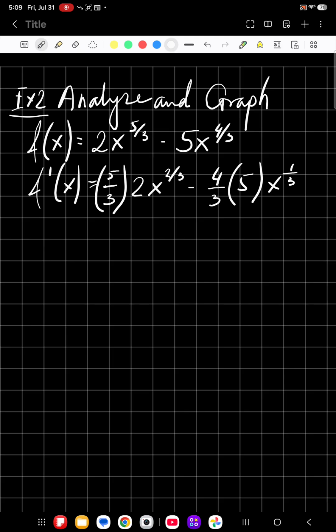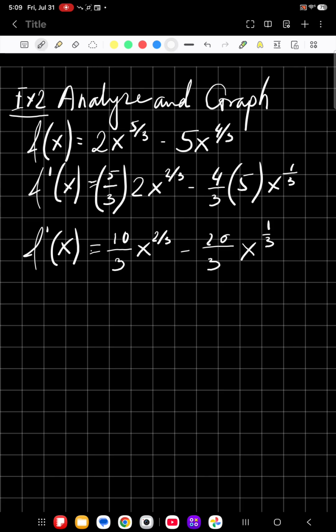Okay, so let's clean it up a little bit. So f prime of x, we'll have 10/3 x to 2/3 minus 20/3 x to 1/3. What can we factor? We can factor 10/3 x to 1/3. Anyway, f prime of x.